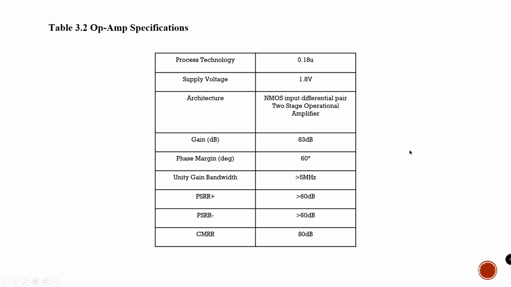Shown are the specifications for the op-amp that we will implement on the bandgap reference, having a gain of 83 dB using the 0.18 micrometer technology and a supply voltage of 1.8 volts.